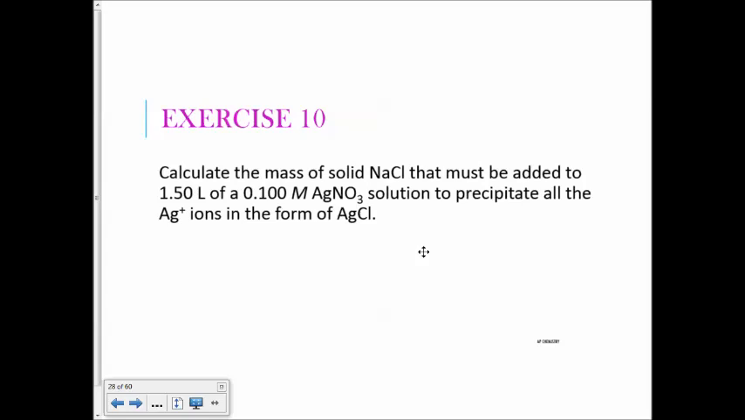You're calculating the mass of sodium chloride that must be added to the silver nitrate to precipitate out all the silver ions. So what's the precipitate going to be? AgCl. We know that's one of the exceptions to the chloride solubility rule. So what did you always start with writing out first? The balanced equation with the formulas, so you know the molar relationship.